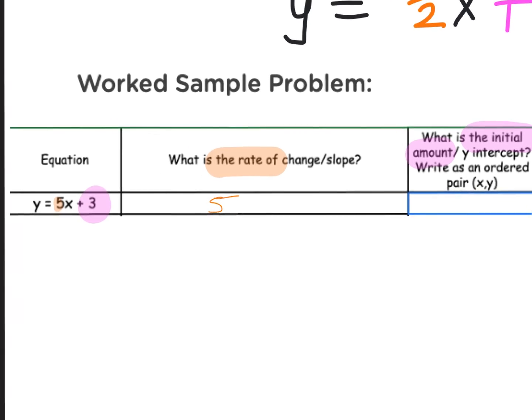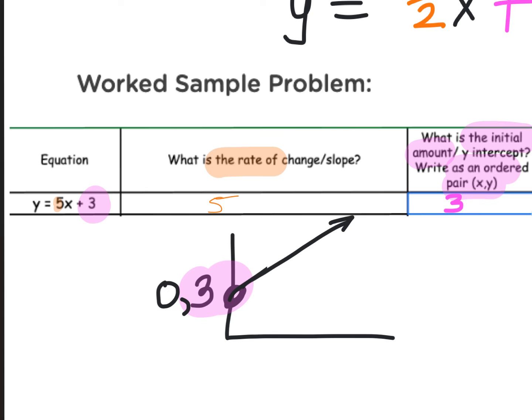Now, we haven't really talked a whole lot about this yet. While the initial value is going to be 3, this particular activity that we're doing asks for you to write it as an ordered pair. So let's say, for example, you were going to graph this equation. The initial value would be right here at 3. Because the directions say to write it as an ordered pair, the way we're going to write it is 0, 3. So even though the initial value is 3, because it's asking for it as an ordered pair, we would write it as 0, 3.